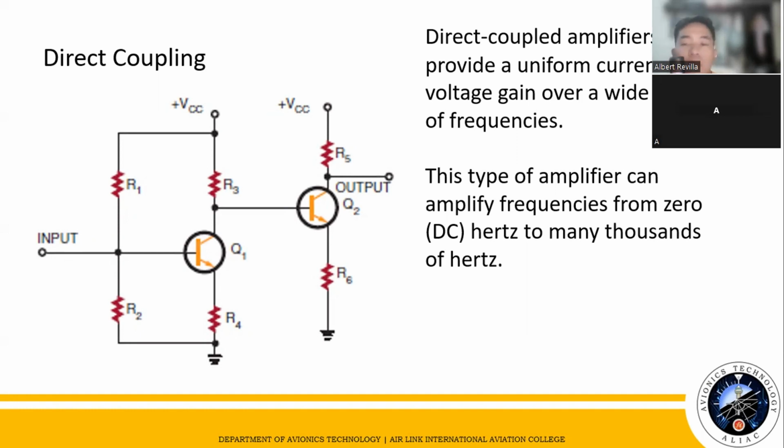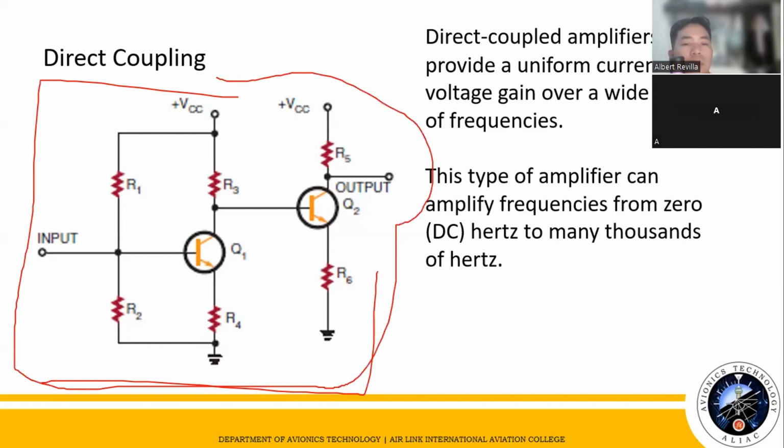However, direct coupled amplifiers find their best applications with low frequency. So ginagamit lang si direct coupling sa low frequencies. So pag mga low frequency, mas madalas to ginagamit for radio navigations ng mga maritime.